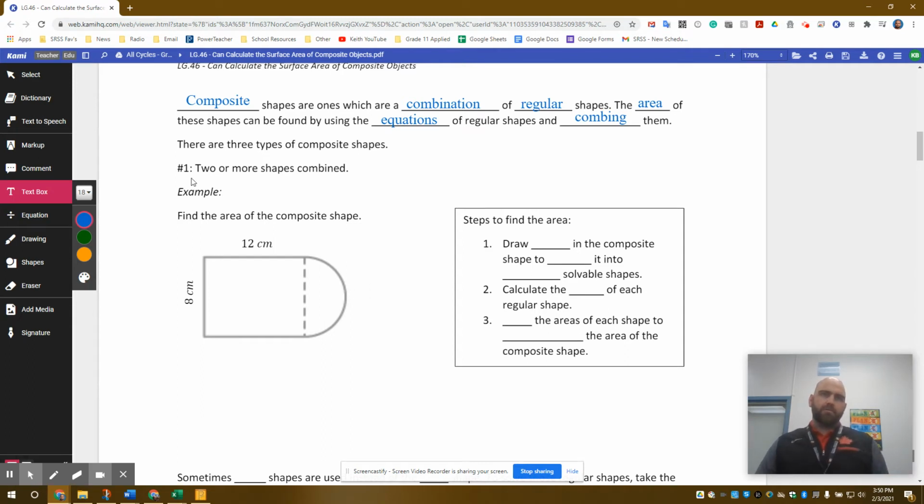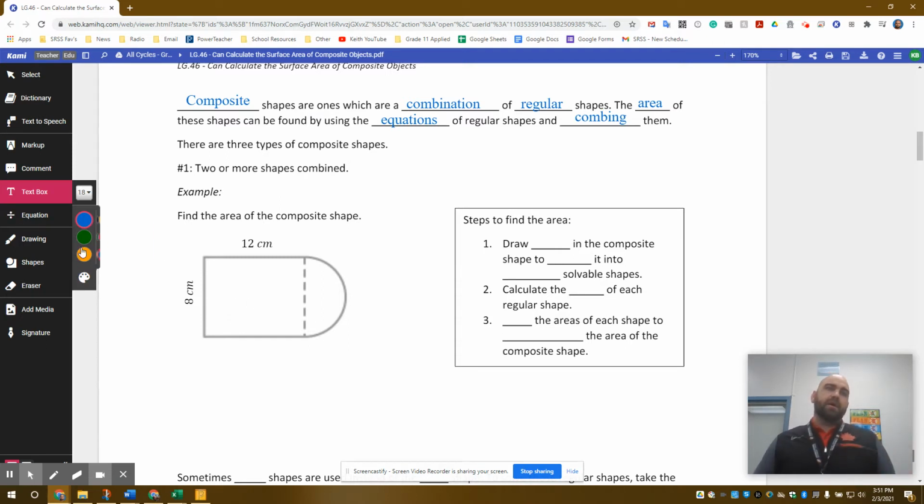So example number 1 here, we're going to be taking a look at when two or more shapes are combined together. Okay, so there are 3 different types of composite shapes and 3 different things that we can look at. The first one is where 2 or more shapes are combined together into one individual shape. And so we look here at this one, we have this rectangle which has been attached to a semicircle or a half circle. Okay, so this is the first one that we're given.